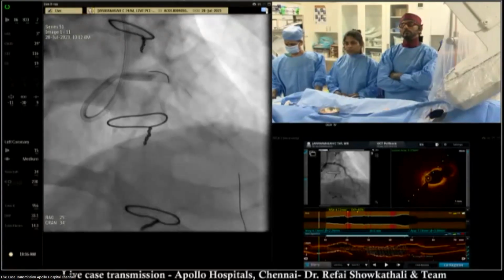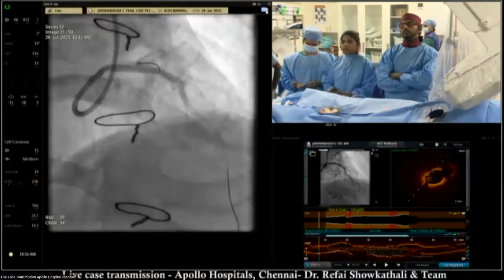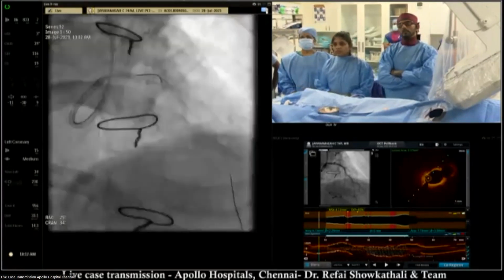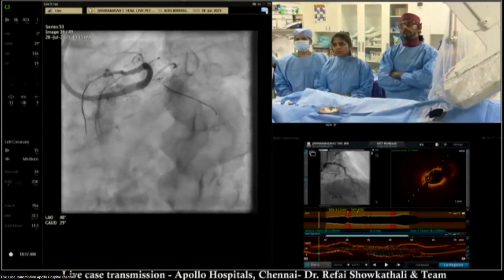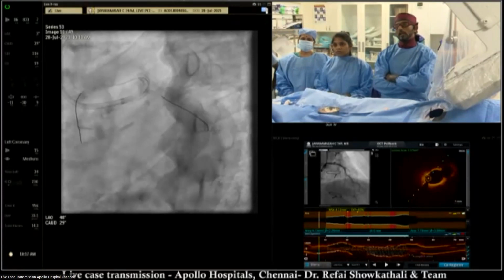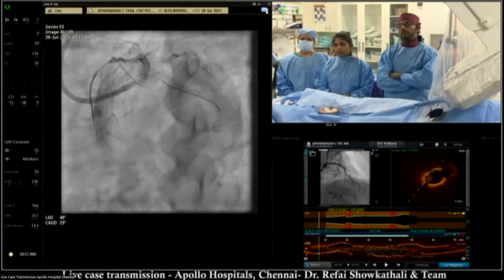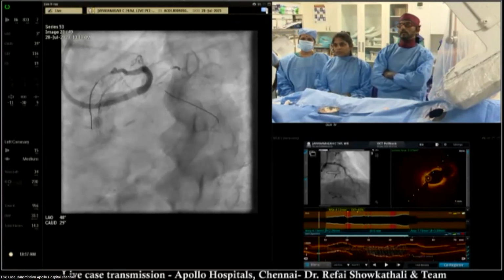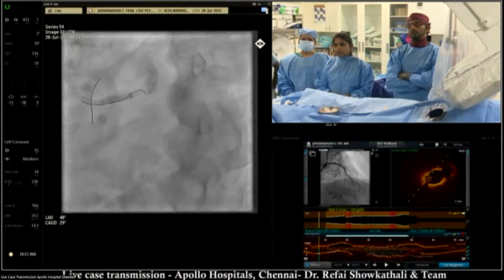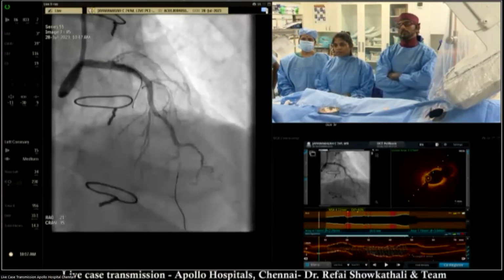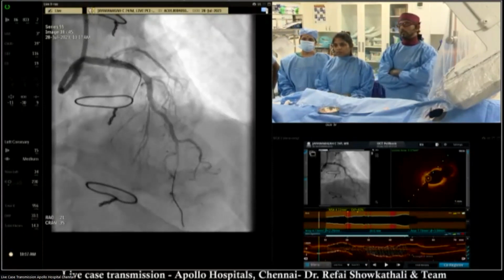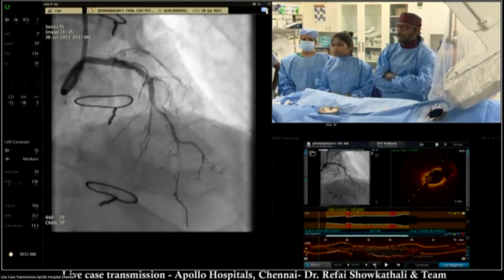So this is where we are now. This is what we took after doing a pod balloon and recrossing the circumflex wire. Even though circ is not very important here. And then we did an OCT run. Let me show you the OCT run now.